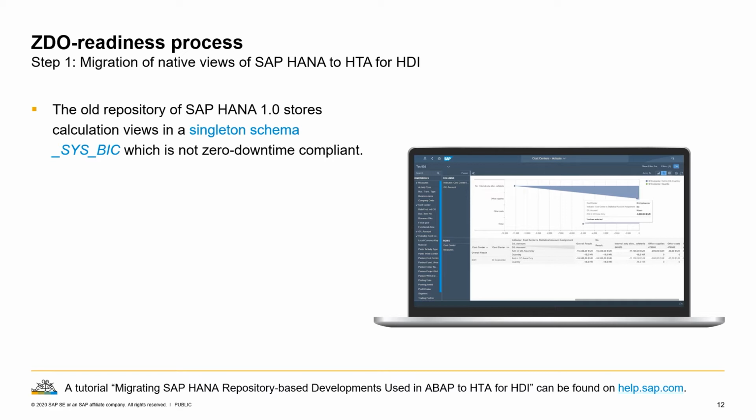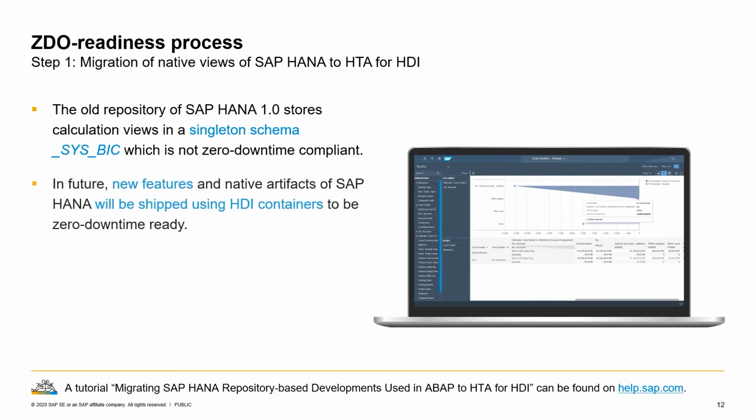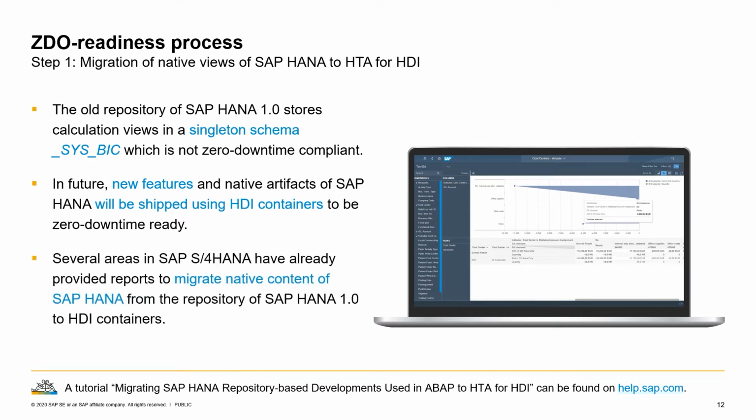So in order to be ready before starting a zero downtime upgrade, you have to consider that those views, like calculation views and attribute views, have to be migrated into HDI containers, whereas HDI stands for SAP HANA Deployment Infrastructure. I highly recommend taking a look at the tutorial in SAP Help. There you can find a guided tutorial on how to migrate from the old repository into the HDI containers.